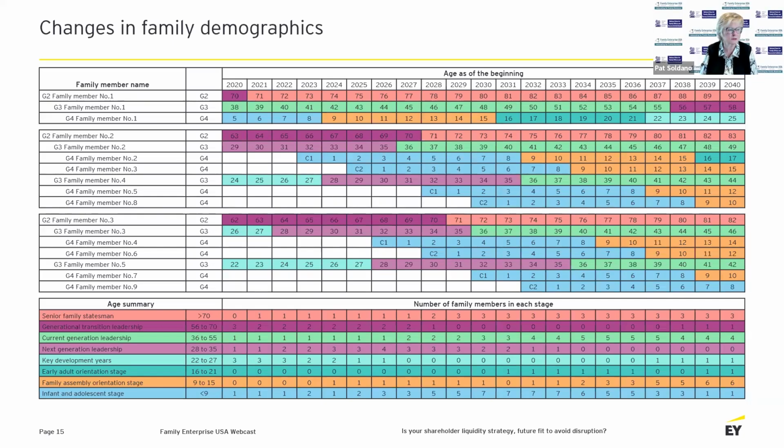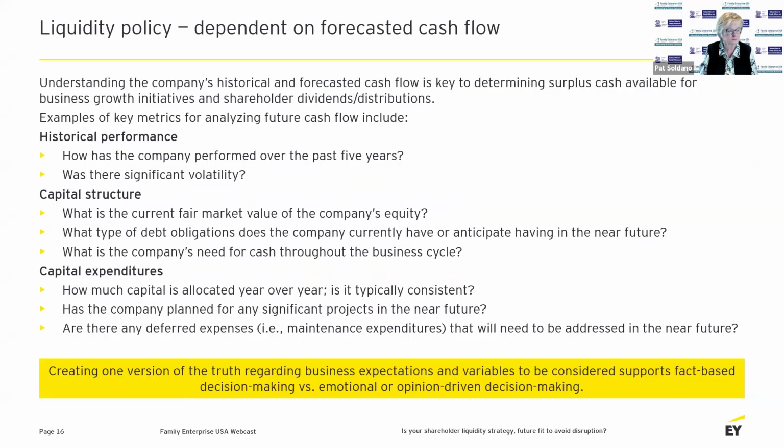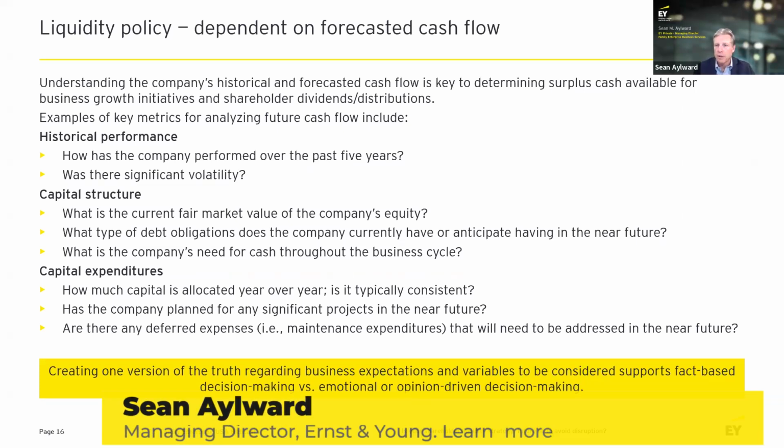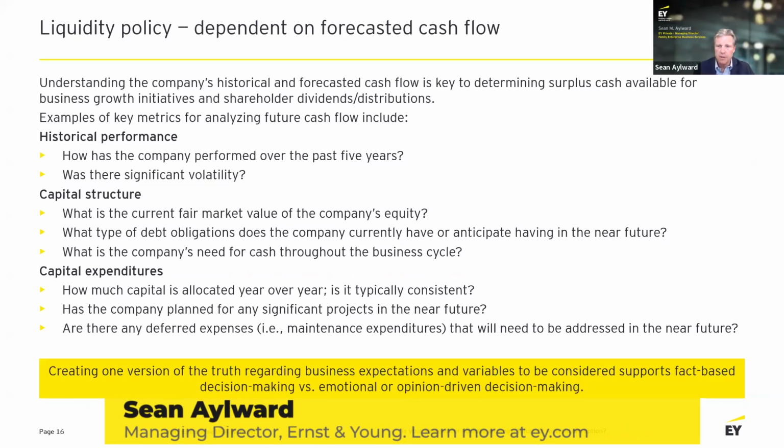Makes sense. Well, why don't you now talk to us about the considerations from the business perspective? Yeah, great. So as you can imagine, the liquidity policy will be dependent on the forecasted cash flow. That's the pool of money, if you recall from the prior slide, that sat between the two sets of hands. It's the forecasted free cash flow. What will be available for potential distribution out to the stakeholders? So there are really three key components to defining that.